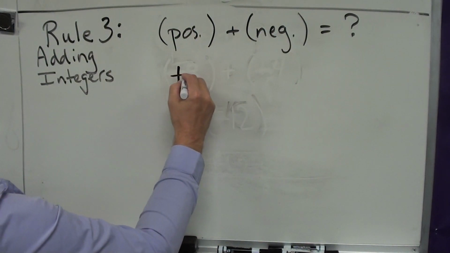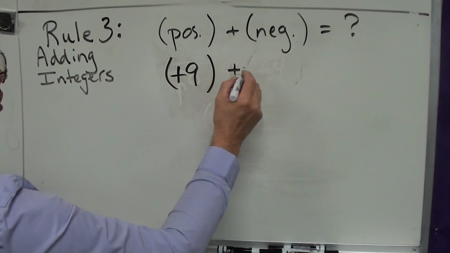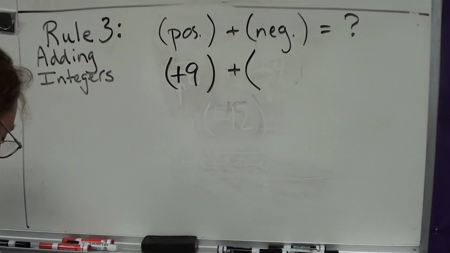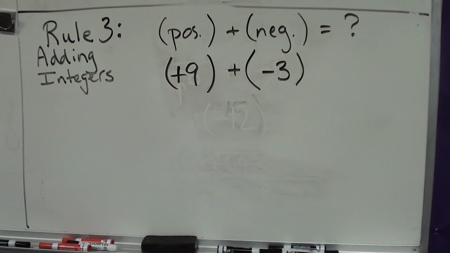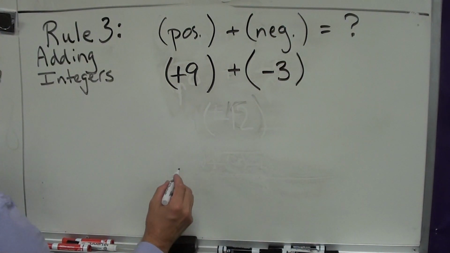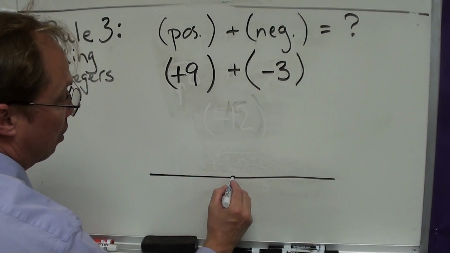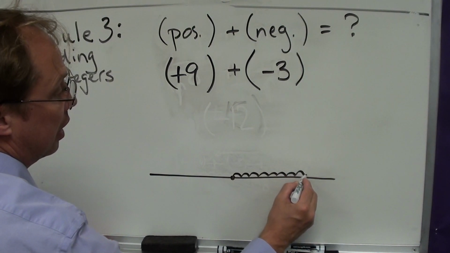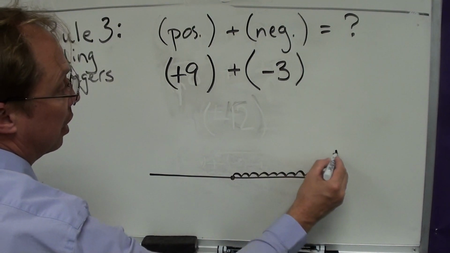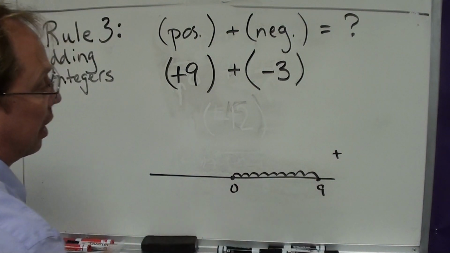For example, if I have positive 9 plus, I add to it negative 3, what happens there? Well, looking at my number line again, starting at 0, 1, 2, 3, 4, 5, 6, 7, 8, 9 in the positive direction. From 0, I am at 9.